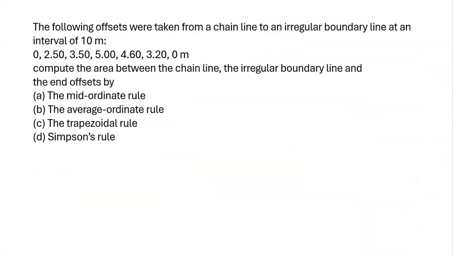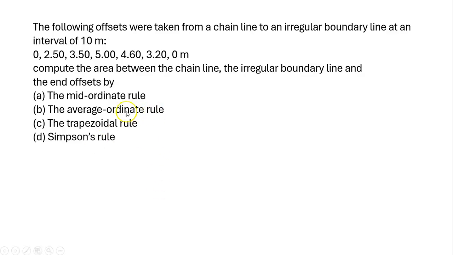The following offsets were taken from a chain line to an irregular boundary line at an interval of 10 meters: 0, 2.5, 3.55, 4.6, 3.2 and 0 meters. Compute the area between the chain line, the irregular boundary line and the end offsets by using, first, the mid-ordinate rule, second, the average ordinate rule, third, the trapezoidal rule, and the last one, using Simpson's rule.